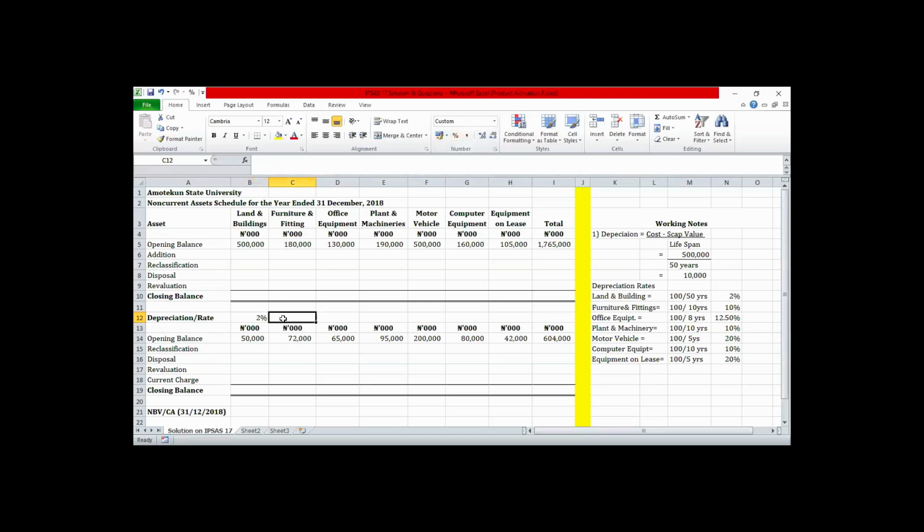Second one, 10%. The third one, 12.5%. The next one, 10%.